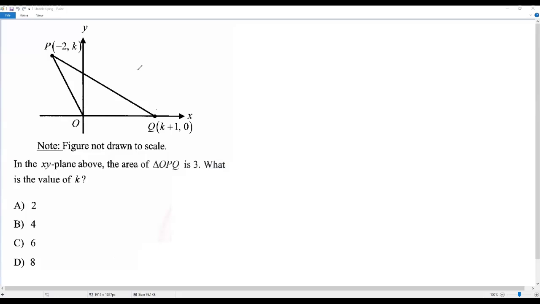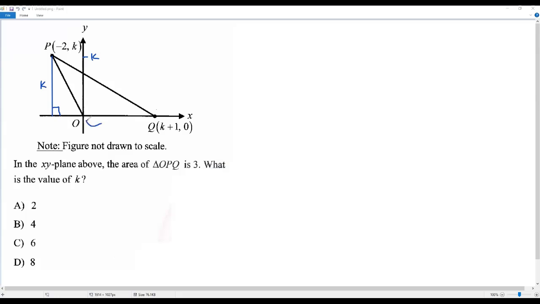Since we have the area of the triangle OPQ, let me get the height and base of the triangle. The height is given by the line segment that I have drawn over here. The length of this line segment is the y coordinate of the point P, that is K. So the length of this line segment, that is the height of the triangle, is K.